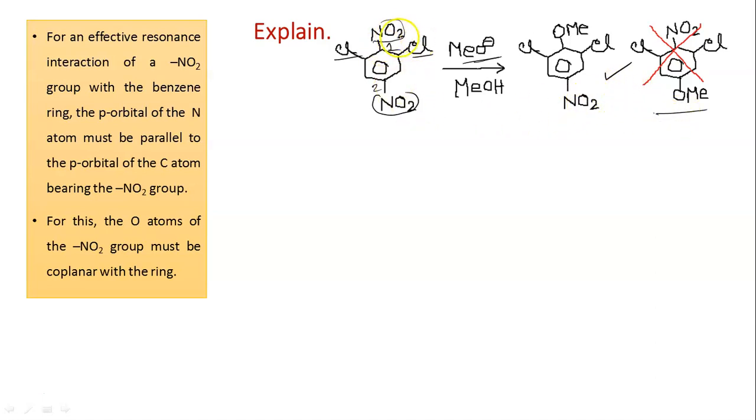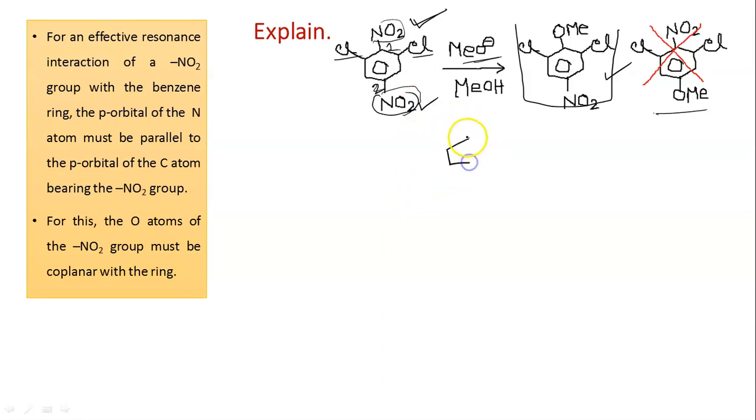Because the replacement of this NO2 group will be sterically hindered compared to the NO2 group at number 2. But actually we are getting this product, not the second one. So there is substitution of the first NO2 group, not the second NO2 group. Okay, so let's write the mechanism here.